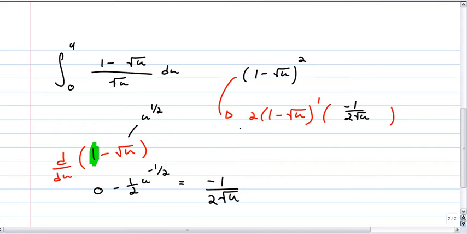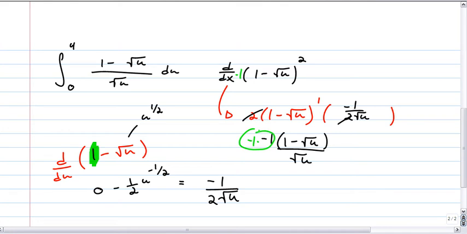Okay, so if you cleaned this up, the derivative of that, if you simplified this, these 2's would go away here and here. So you'd have 1 minus root u over root u times negative 1 times negative 1. So how are we going to get rid of that negative 1? Well, if you go back up here and insert a negative 1, then those will cancel out. So here is what we were looking for.